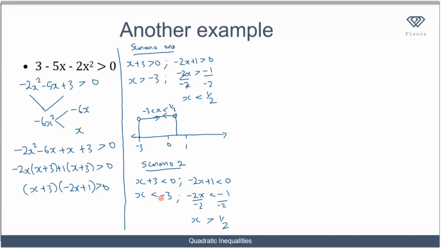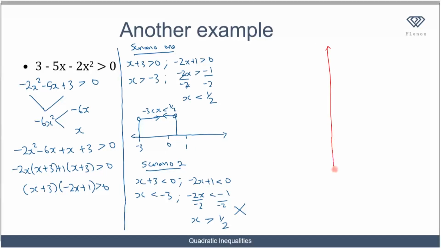So think about it. Is it possible to have a number x that is less than -3, such as -1, -5, and at the same time the number is greater than half? Well, this is not possible if you think about it. So this is nonsensical. So I disregard this. So I stick with scenario 1, which gives me -3 less than x, which is less than half.